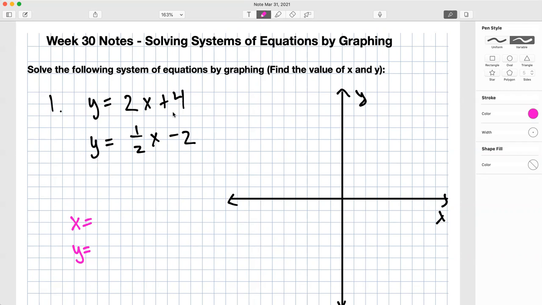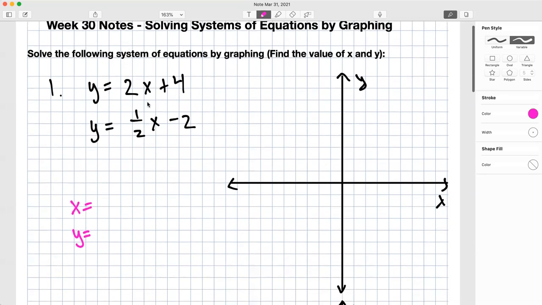But you'll see that when we graph both of these, we get a line. And the solution, now get this and listen, the solution to the system of equations is the point at which these two lines intersect. Again, I'll say that again. The solution to the system of equations is where these two lines intersect. So let's graph both of them.